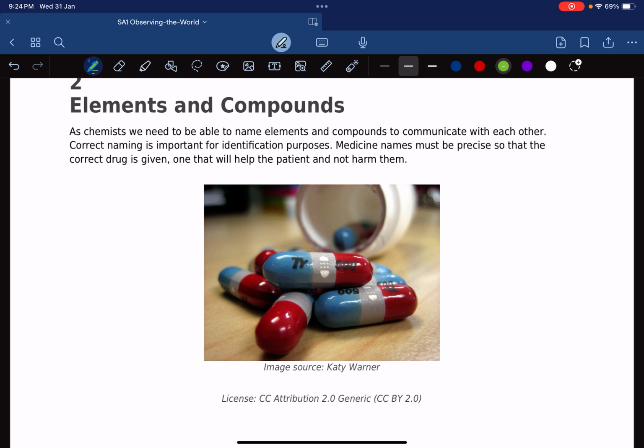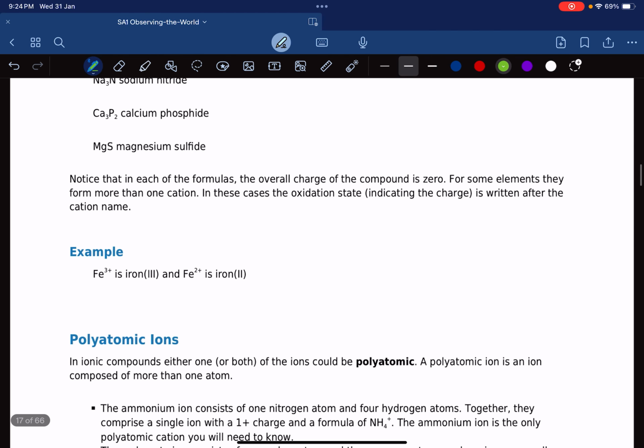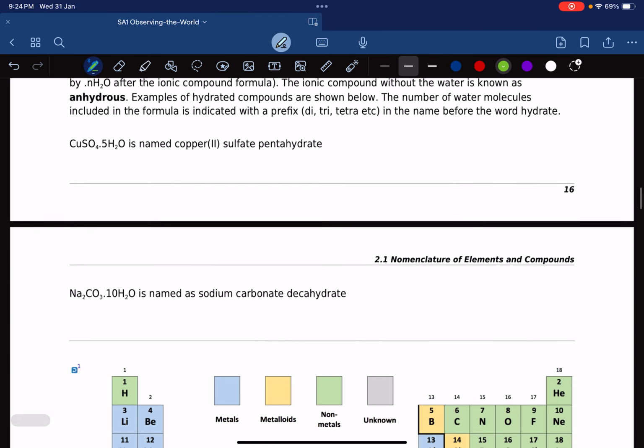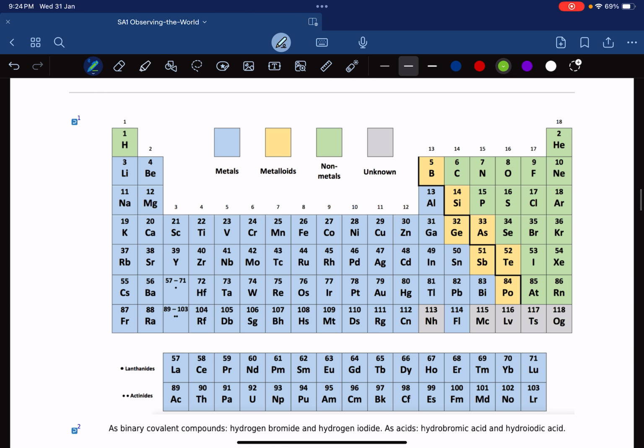Now, if you look at the periodic table, everything that you see on the periodic table is called an element. There are 118 here, can you see? So all of these are classified as elements, up to here. Every single thing is an element.